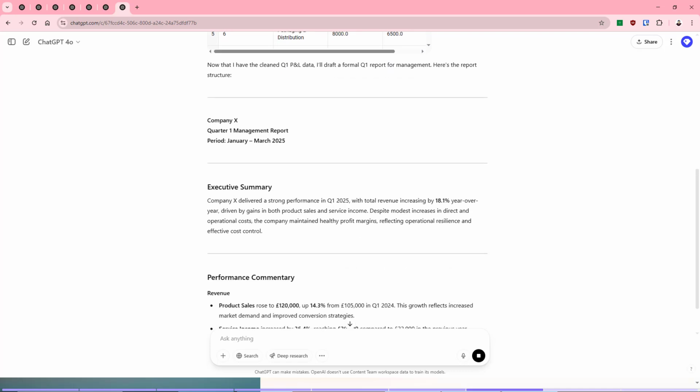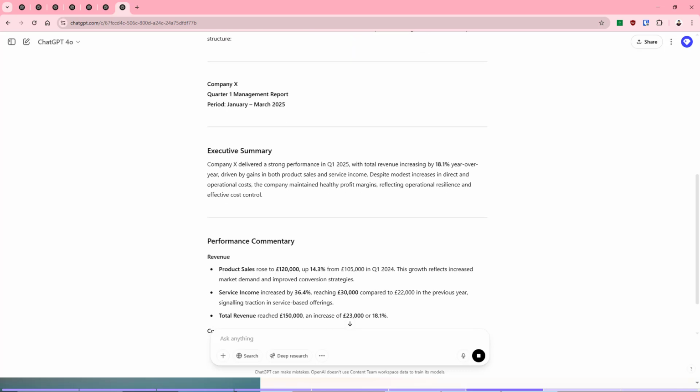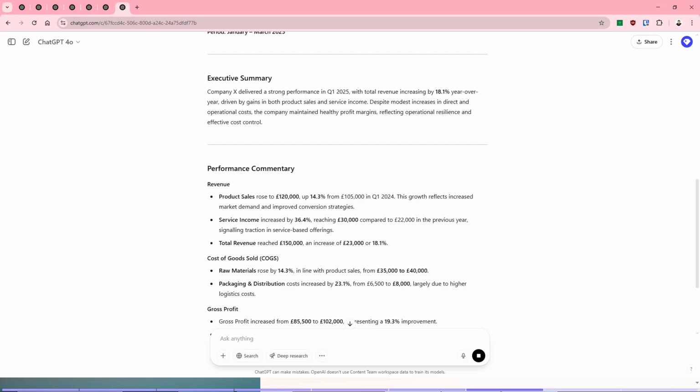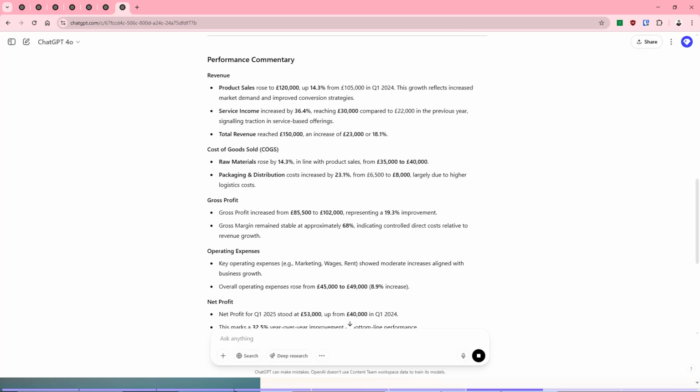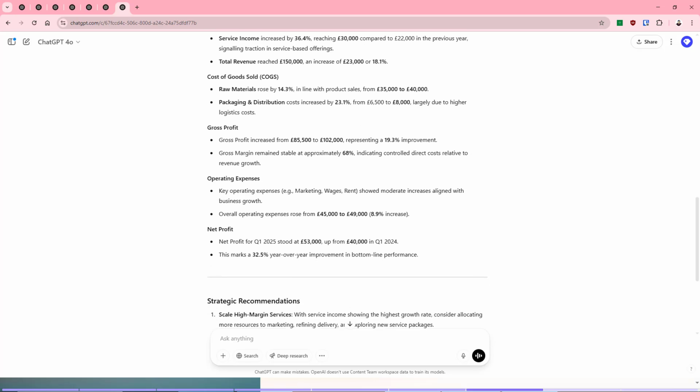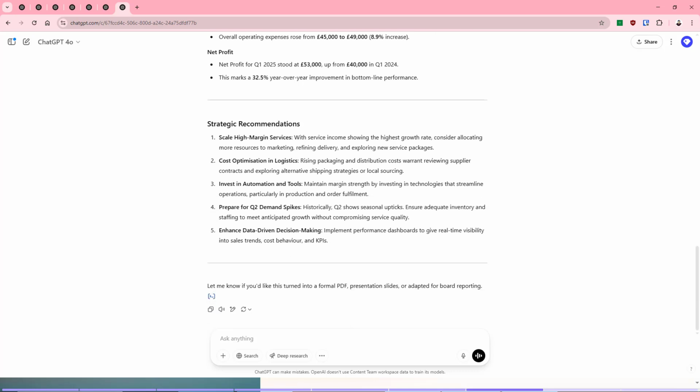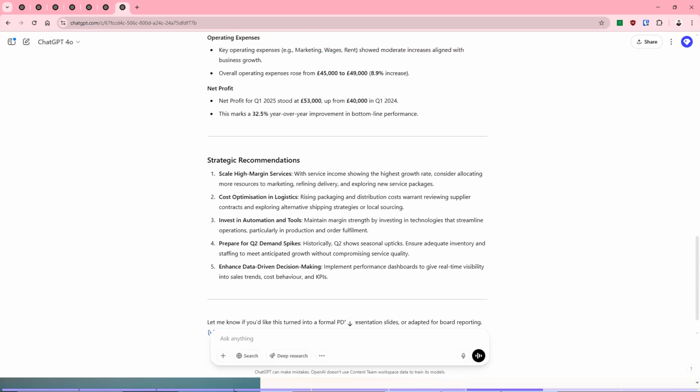It's much more in a report format. It's more formal in its language. It's got the executive summary there. It's talking about the revenue and the cost of goods sold and the profit with more of a commentary on it, largely due to higher logistics costs, etc. And it's even providing us with some specific recommendations of how we can improve performance in the next quarter.